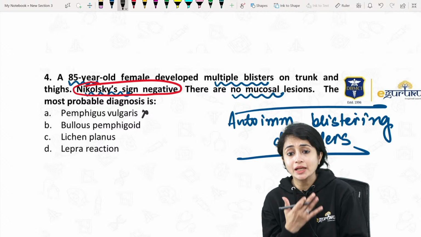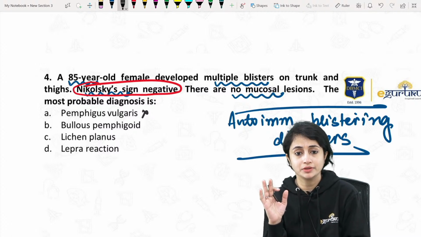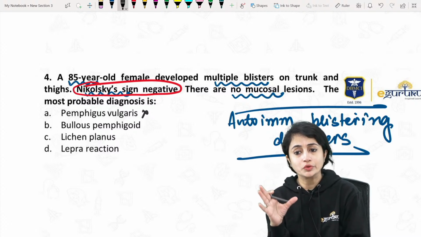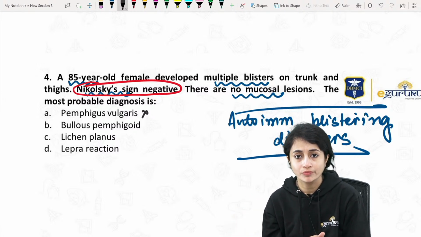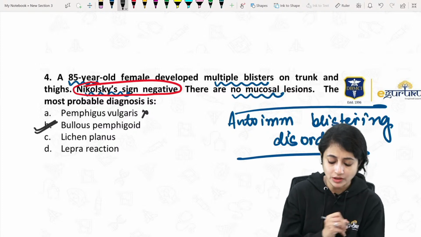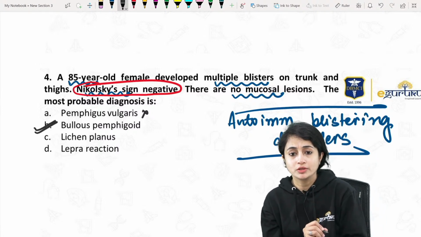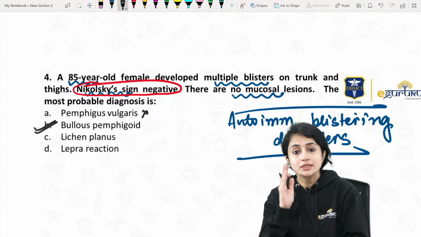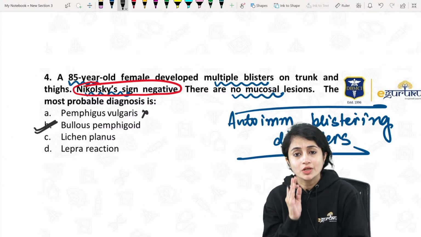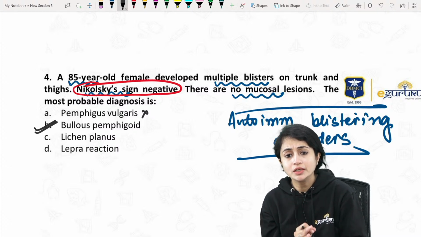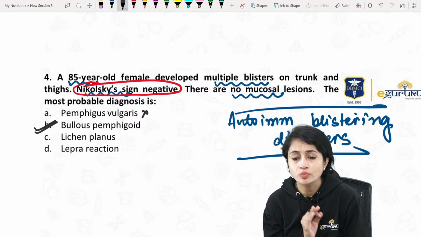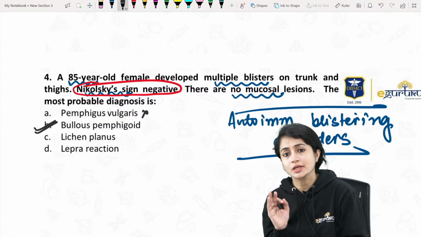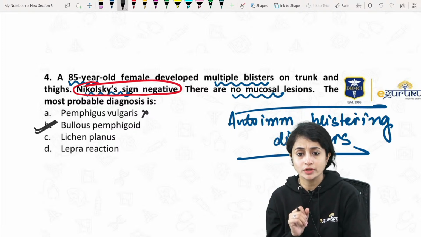Lichen planus and lepra reaction are nowhere related here. You should be able to differentiate what class of disease the question is talking about. Here the answer would definitely be bullous pemphigoid. Bullous pemphigoid is a subepidermal disorder which presents with tense blister, which is present in an elderly age group, which has negative Nikolsky, which has no mucosal lesions. All these things are classical about bullous pemphigoid.